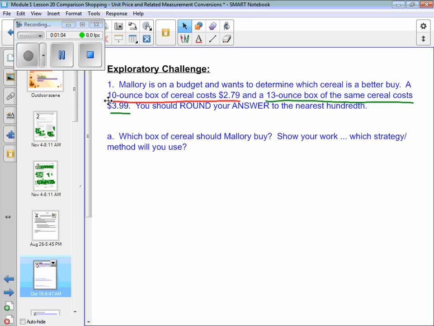I'm going to take my VIPs, and unlike what we've been doing, this is going to require 2 sets of template ratio finds. So we're going to make our TRF. Some of you still like to put the T, the R, and the F. I have no problem with that. That's fine. What is our template? What quantities is it that we're comparing? You got it. Ounce over cost.